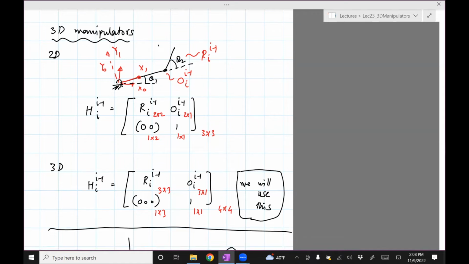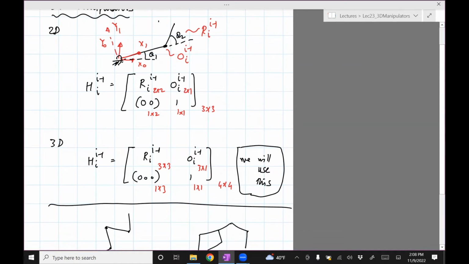In 3D, what we'll do is we'll extend this to a 3x3 R matrix and a 3x1 O matrix, where O is the origin of the frame. And this homogeneous transformation matrix is going to be 4x4. So what is R? R is something which comes from the three-dimensional rotations. I talked about the Euler angles, and R was in those Euler angles a 3x3 matrix.